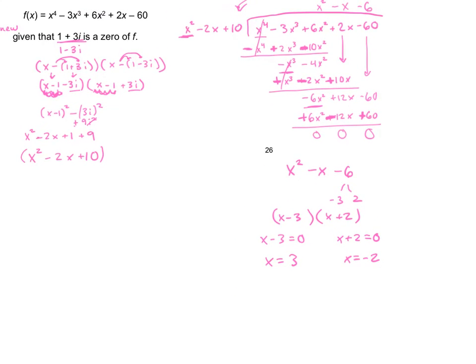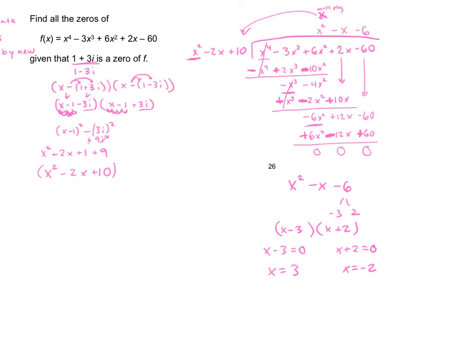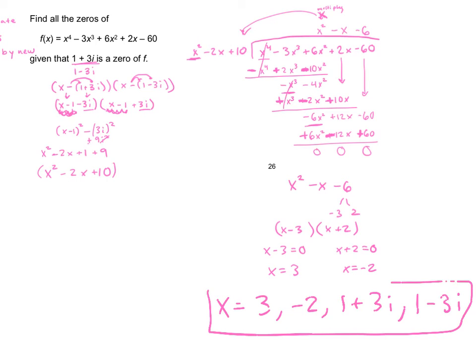Now listing all of our zeros, we just have x is equal to 3, negative 2, 1 plus 3i, and 1 minus 3i. So if we start with x to the 4th, we need 4 zeros. We found 4 zeros, so we know we did it right.